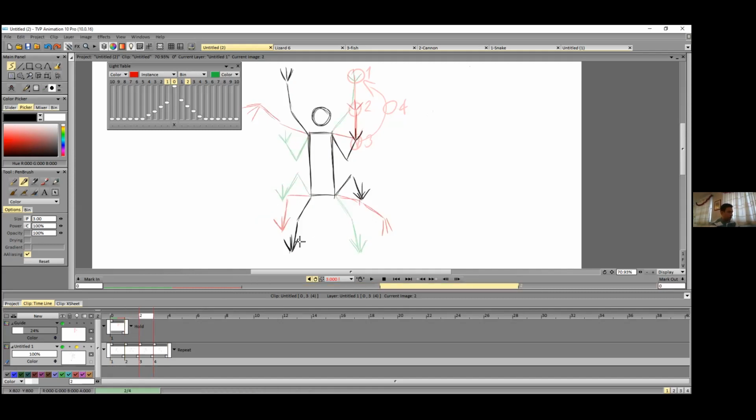I should fix this leg because it should come down in a straight line, but as you see, it comes down and goes to the right. This is not okay.